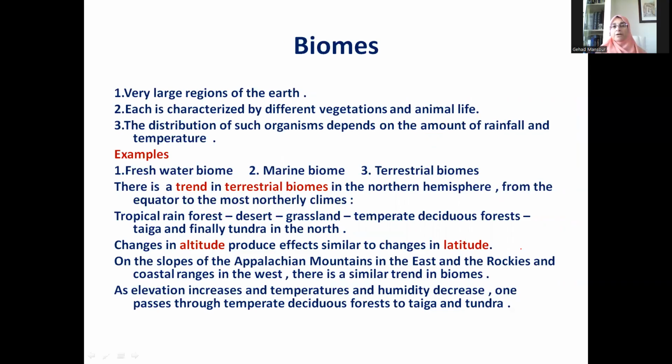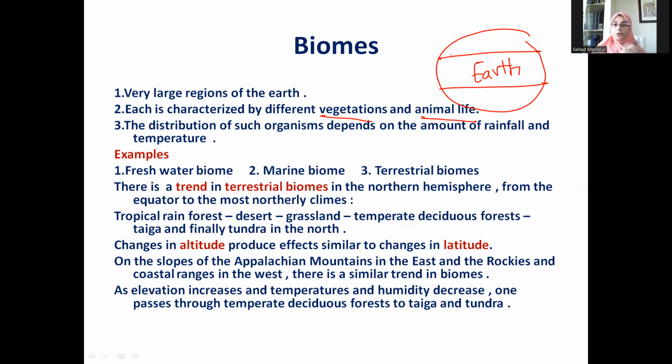So a biome is a very large region of the earth that is characterized by a specific type of vegetation and animal life. If I tell you that a biome is a large region of Earth, you would ask me, what are the criteria that allow us to divide the Earth into different biomes? It all depends on the type of vegetation, and therefore, of course, the type of animal life that lives in that biome.